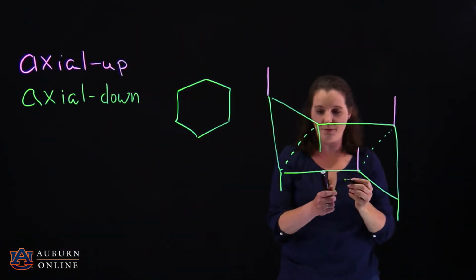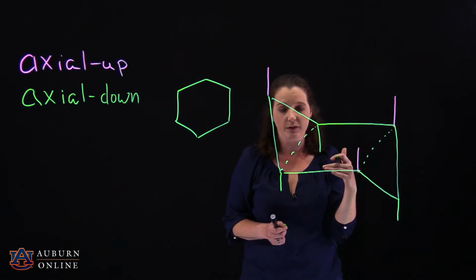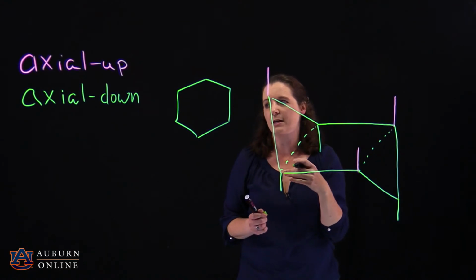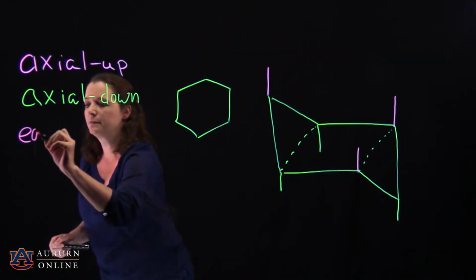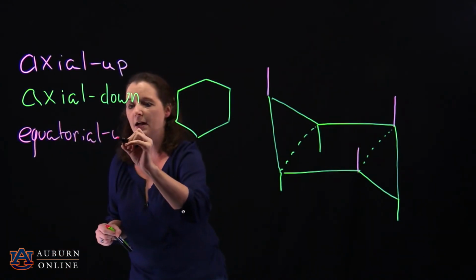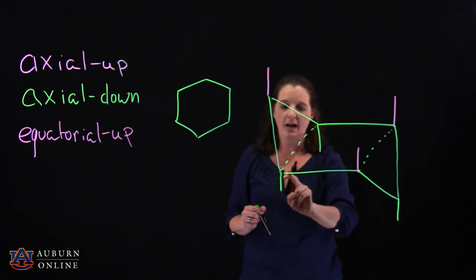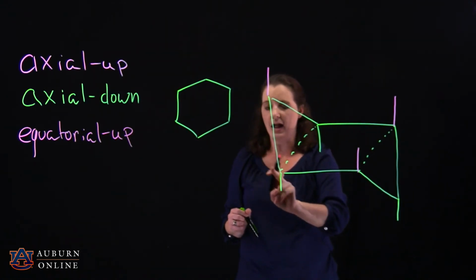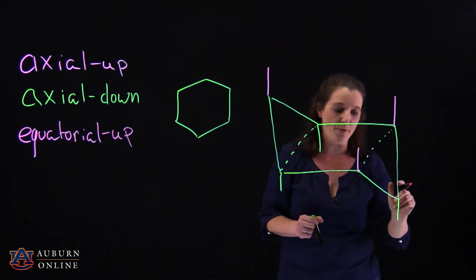Now, here comes the hard part. I have another group of hydrogens that are going to be in the same plane, so getting the angle on these can sometimes be a little tricky. These are going to be the equatorial hydrogens. So I've got to have equatorial up first. Each carbon that had a down axial hydrogen is now going to have an equatorial up hydrogen.